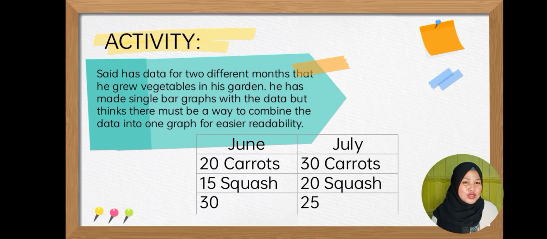Okay, I have a question. Which month has more vegetables? And which month has the least? So what did you observe in the given data? What else? Yes, but how? We will know it later. Okay.